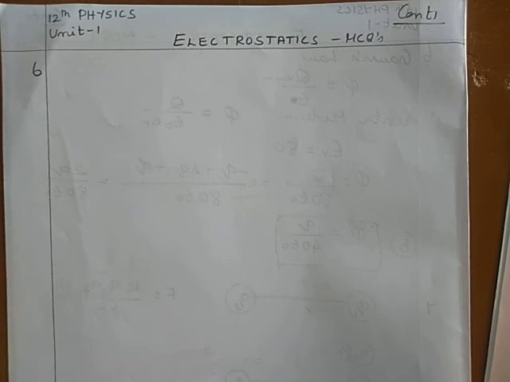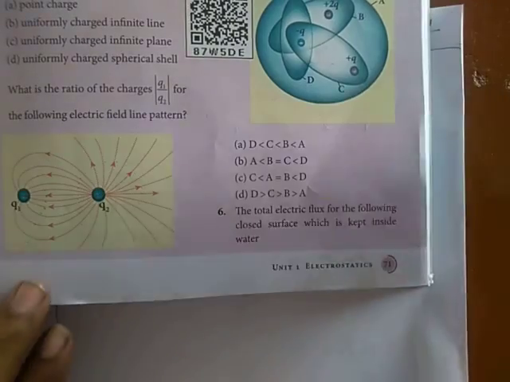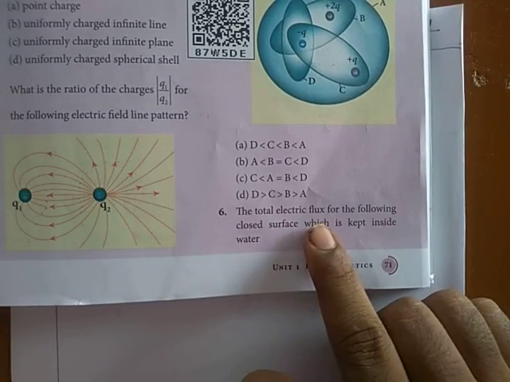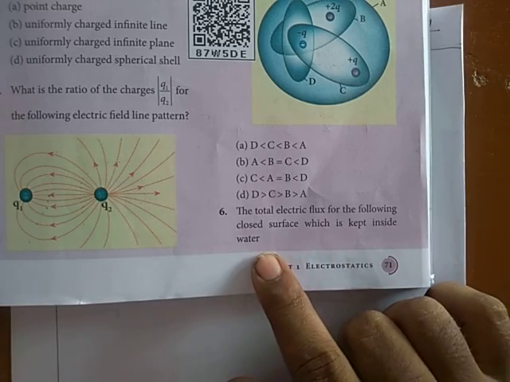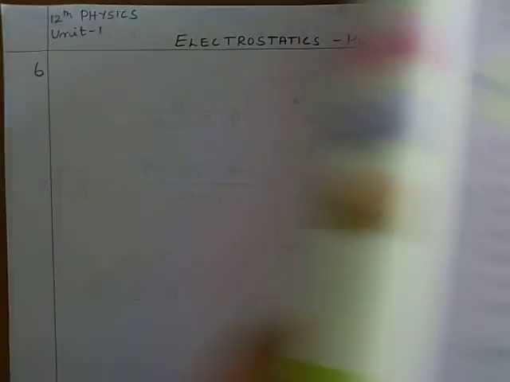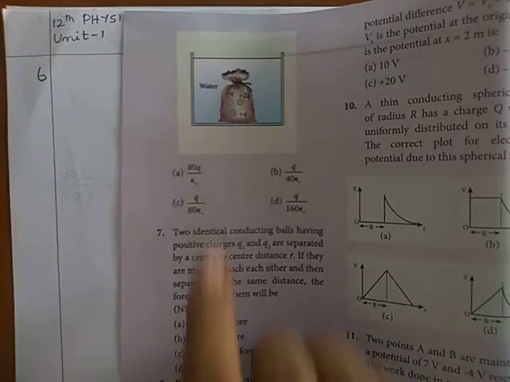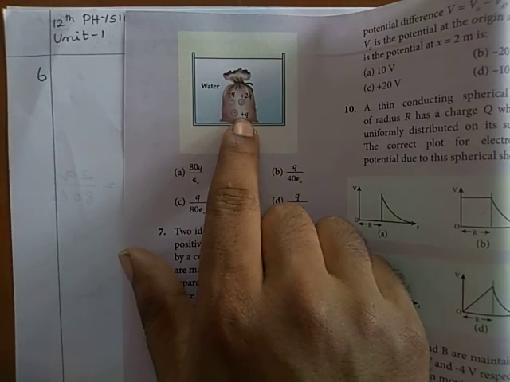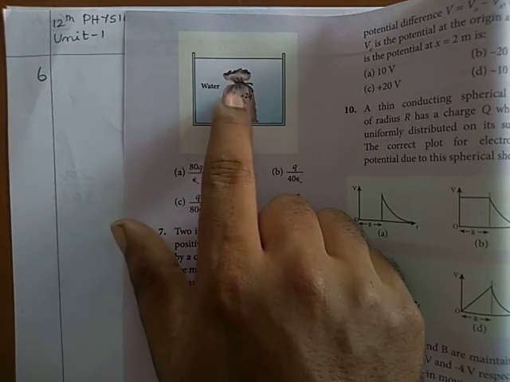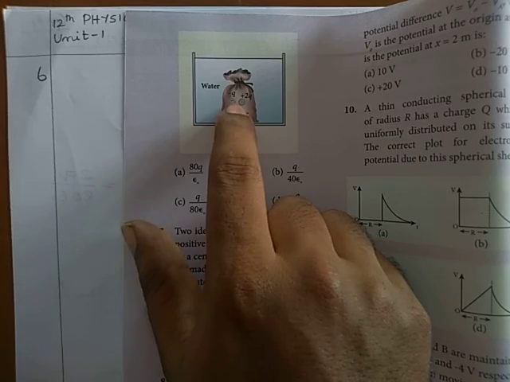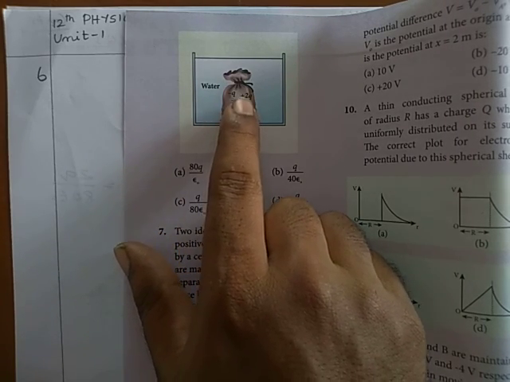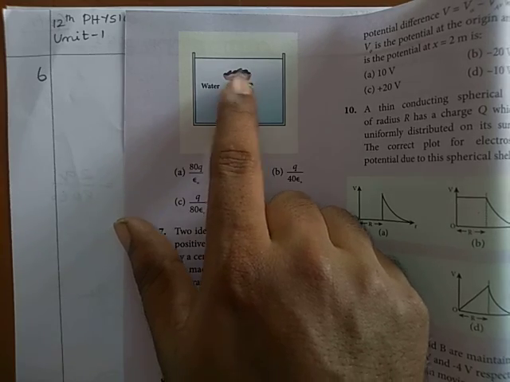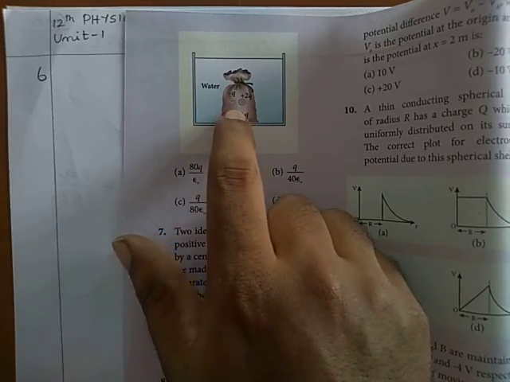Question number 6. The total electric flux for the following closed surface which is kept inside the water. Okay, it is an easy one. Here it is a closed surface. Inside that surface there must be some charges. Then that closed surface is placed inside the water. They are asking what is the total electric flux for this surface. Okay, it is an easy one.